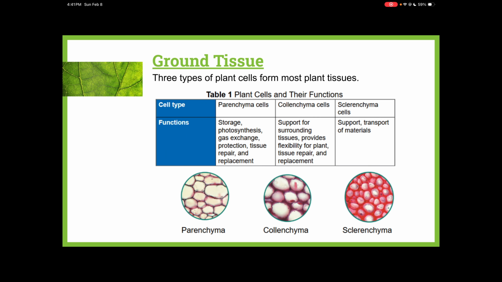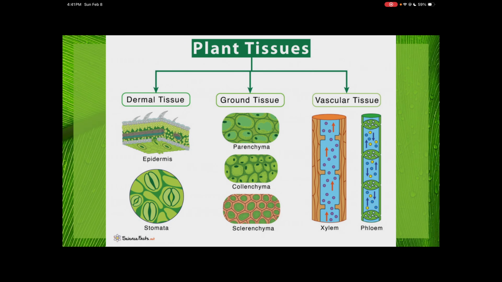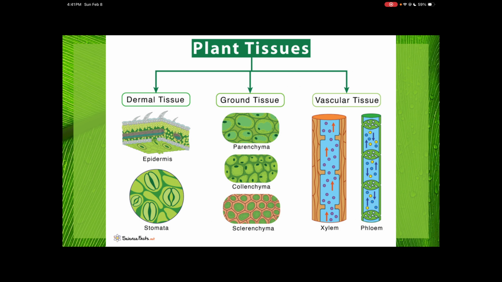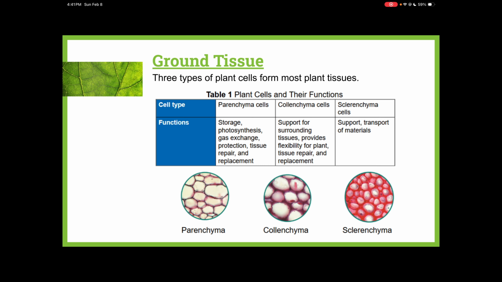Okay, ground tissue. We're going to talk about them really quickly. Okay. Ground tissue are pretty much everything else. We have parenchyma cells, collenchyma cells, and sclerenchyma cells. I don't think you need to define those, but I would write the three types of cells down just in case you see them again.